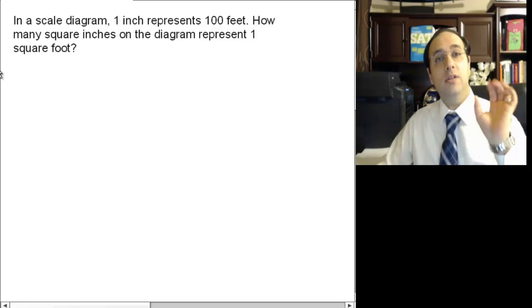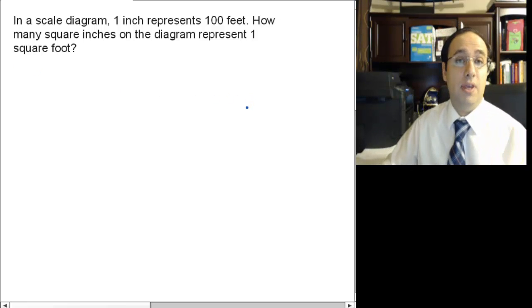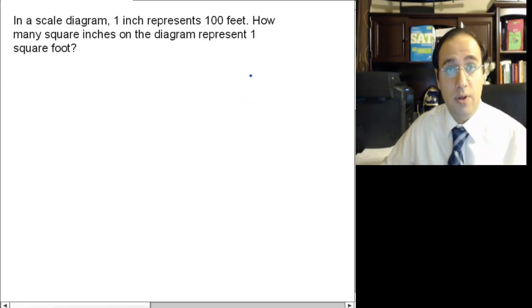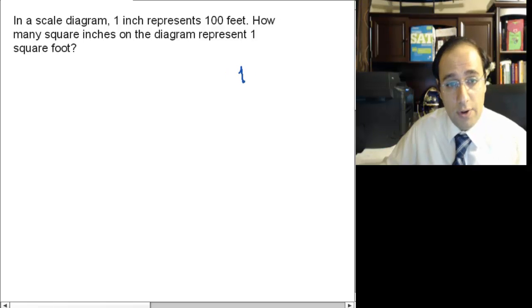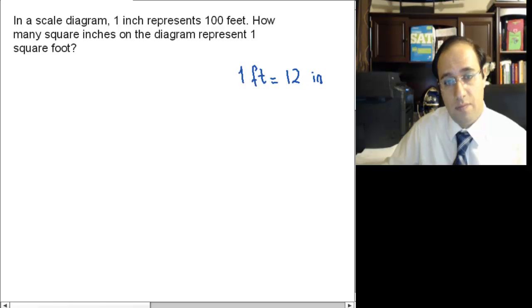Now, before we get into this particular question, let's take a look at something here that lots of people mix up. 1 foot equals 12 inches. So what is 1 foot squared?